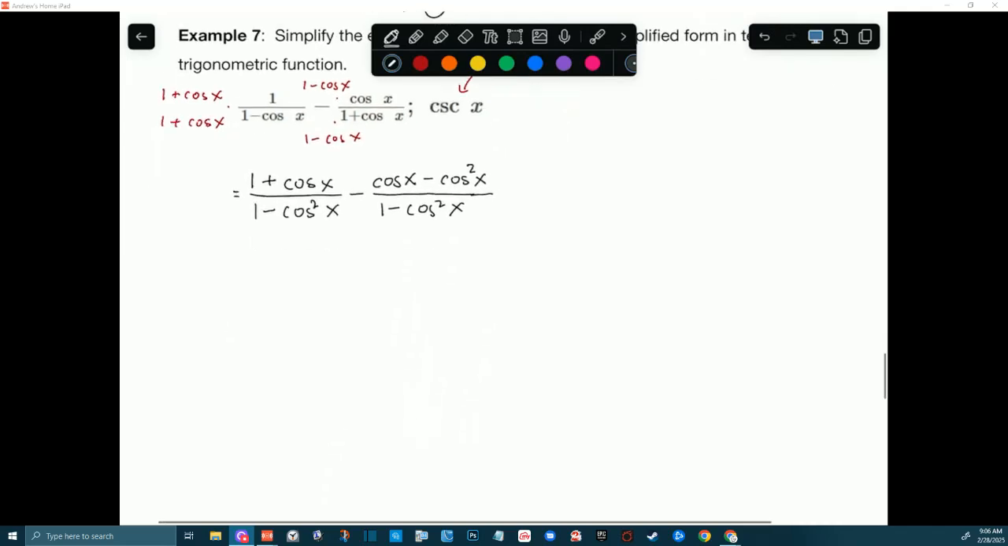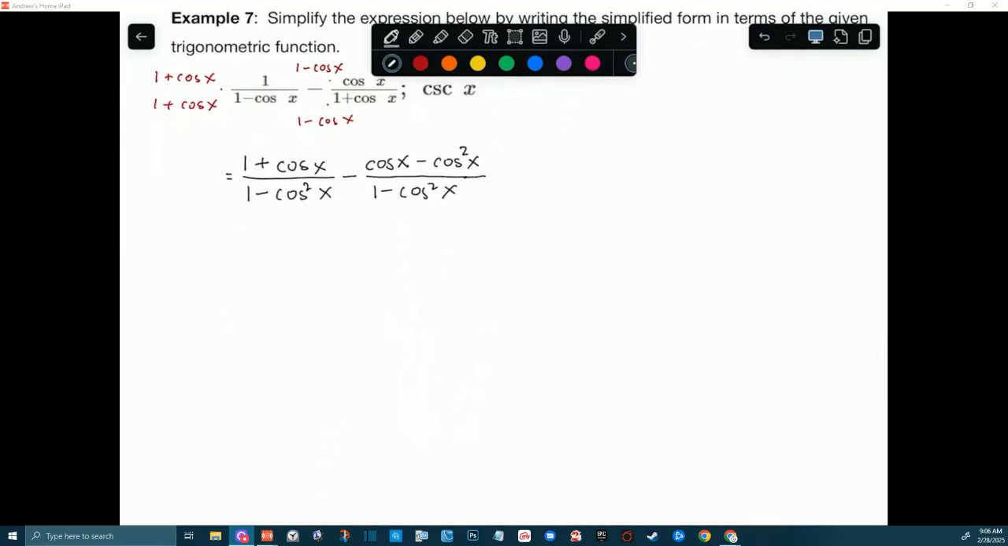Next step, I know that the denominators are the same, so I can combine the numerators. So 1 big fraction over 1 minus cos squared x, and then I have 1 plus cos x, and then the minus sign here, the subtraction, distributes to everything in the numerator. So minus cos x, and then minus minus becomes plus cos squared x.